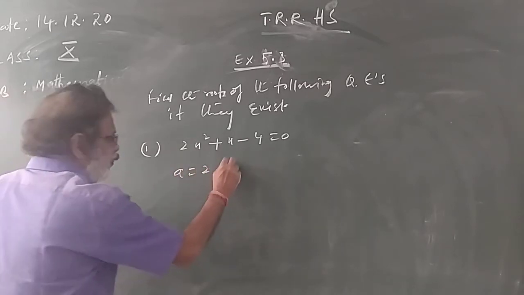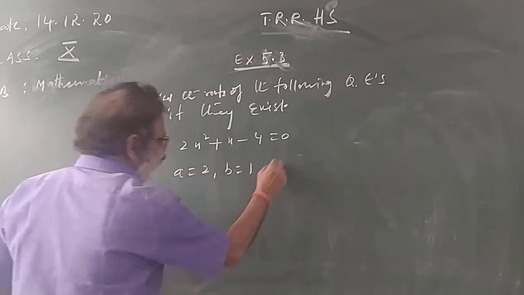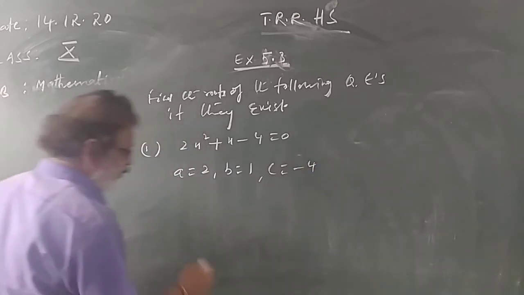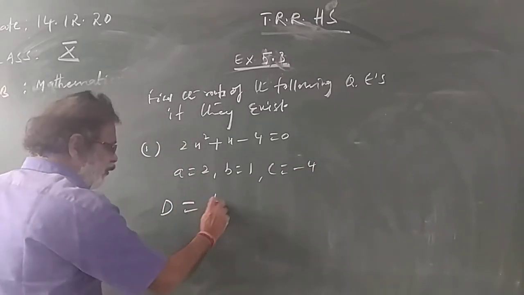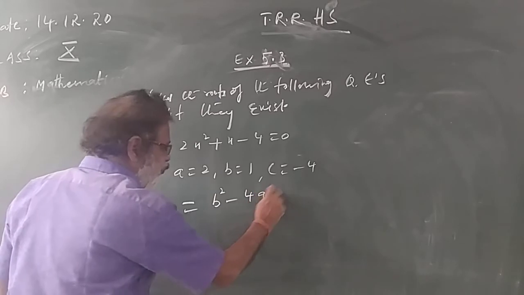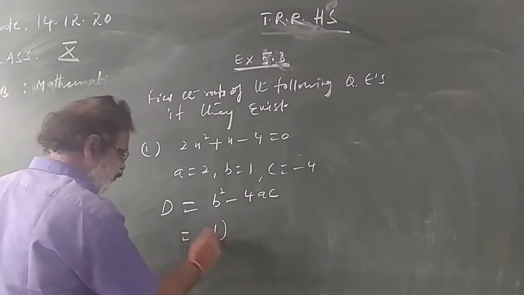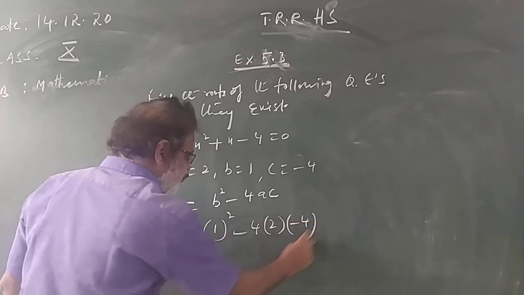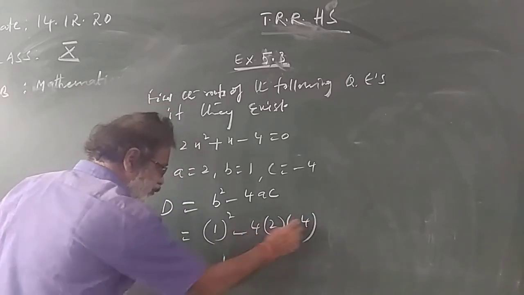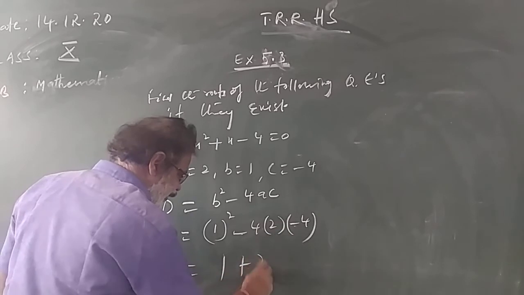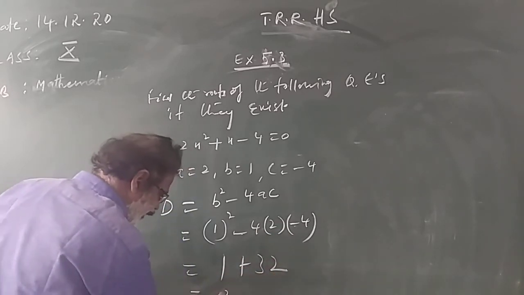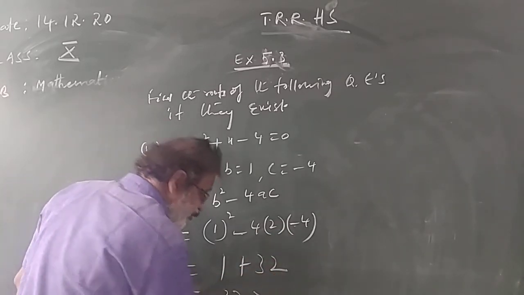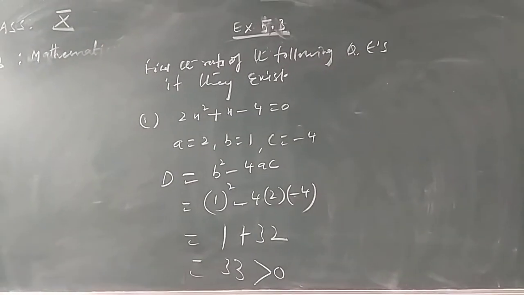A is equal to 1, B is equal to 1, C is equal to minus 4. Now D equals b square minus 4ac. So D is 1 square minus 4 times a, which is 1, times c, which is minus 4. So 1 plus 4 times 8... that is 1 plus 32, equal to 33. 33 is greater than 0. The discriminant value is positive here.